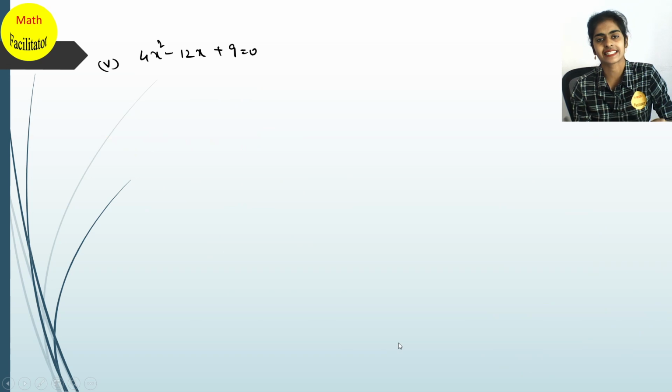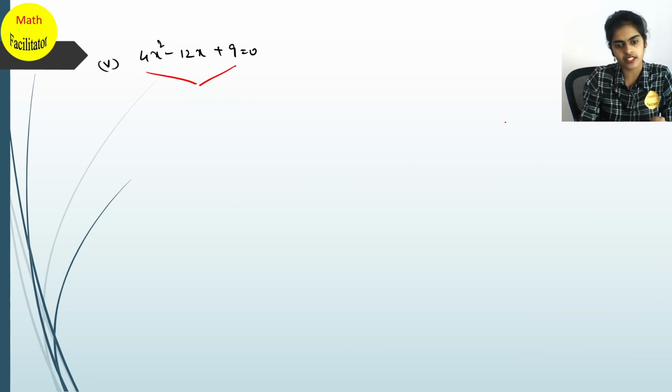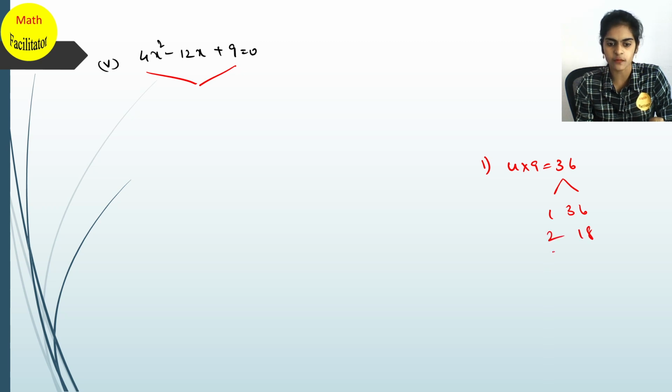Okay. Yes, next question, 4x square minus 12x plus 9. Here also take these two, product of these two, first step. So 4 9s are 36. 36 factors ఏంటి? 1 into 36. Okay, so 2 18s are, 3 12s are, 6 6s are 36.